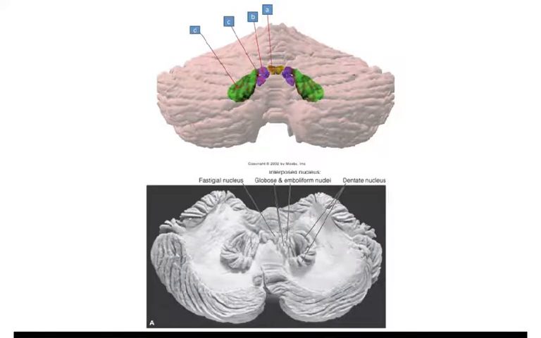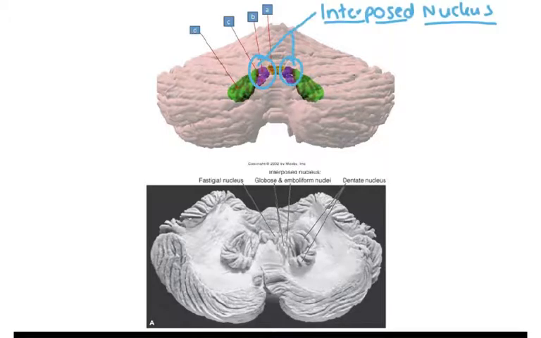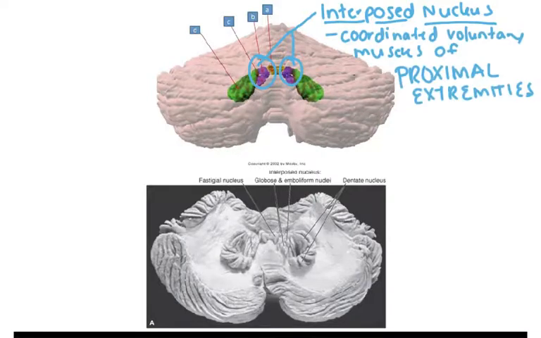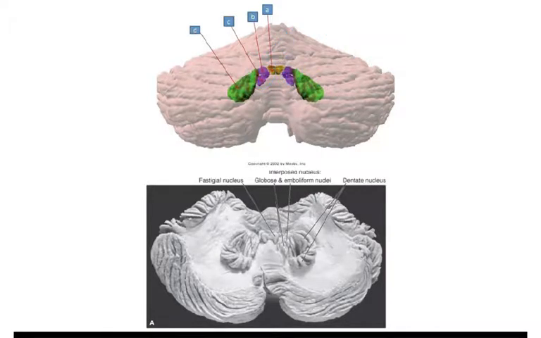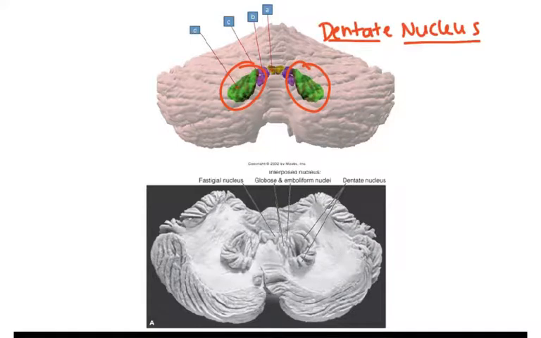In the paravermal zone, we have the interposed nucleus, and this nucleus is going to be involved in coordinated movements of the proximal extremities. And then in the lateral zone, there is the dentate nucleus that is involved in coordinating voluntary control of the distal extremities.